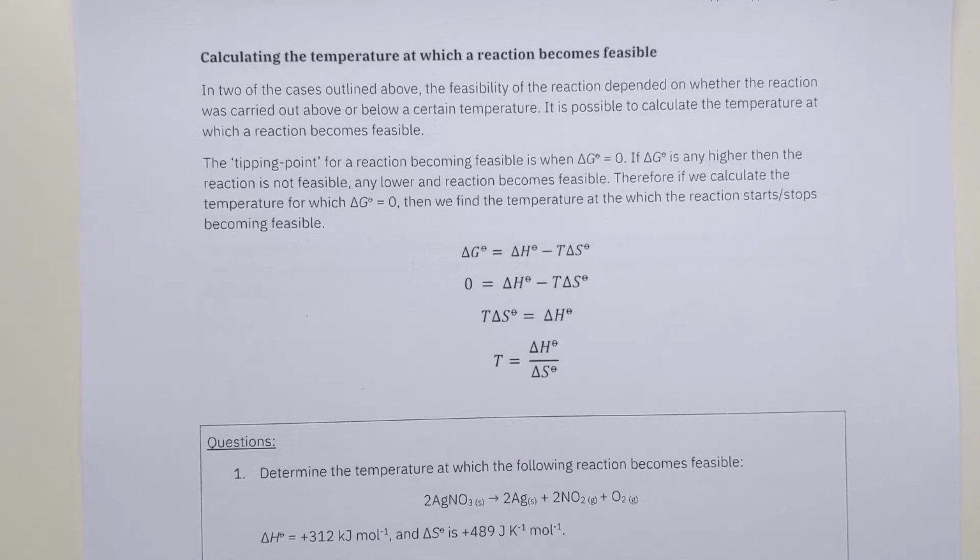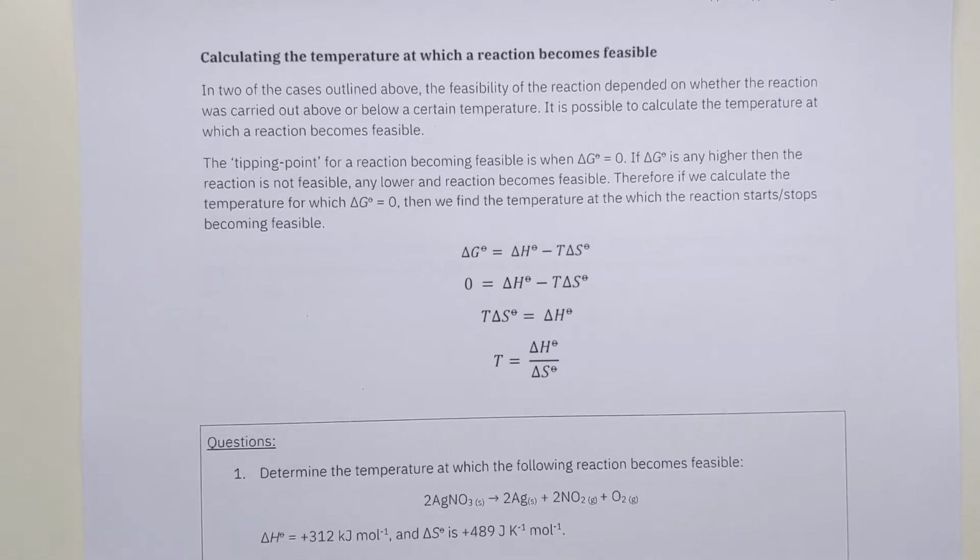So in our last little section here, we're trying to apply what we looked at in the last section by analysing whether a reaction is feasible or not feasible based on the values of delta H and delta S. We're doing a slightly different calculation here. We're actually trying to calculate the specific temperature at which a reaction either becomes feasible or not feasible. In other words, the tipping point between feasible and not feasible.